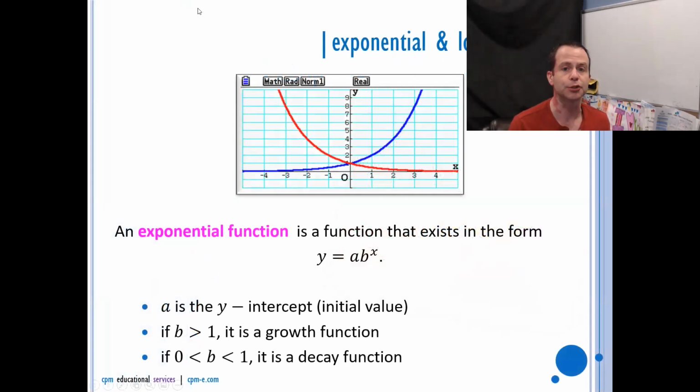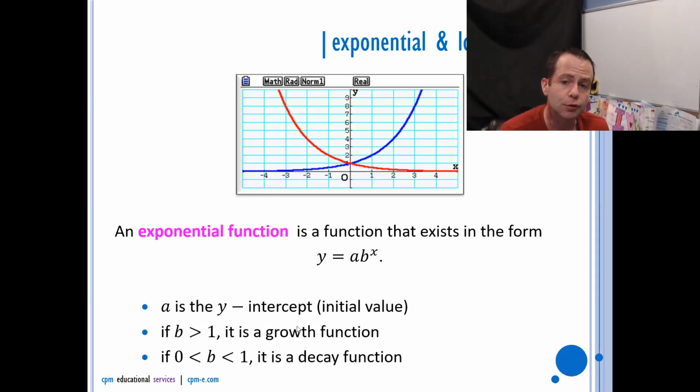So let's get a picture in mind first. An exponential function is a function that exists in the form y equals ab to the x. Okay, now things you need to know about those parameters. A is your y-intercept, and when we get into applications, that's also your initial value. Okay, so if a starting population or maybe we're talking about like the half-life of something, we could say that it starts at 100%, or we could say it starts at 65 grams, something like that. But whatever it starts at, that's your A value, okay?